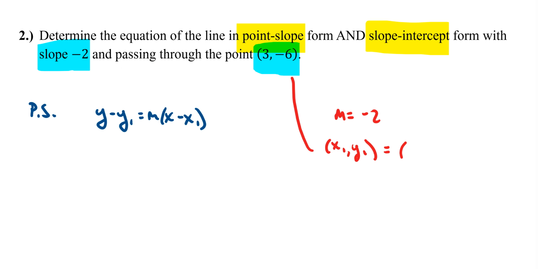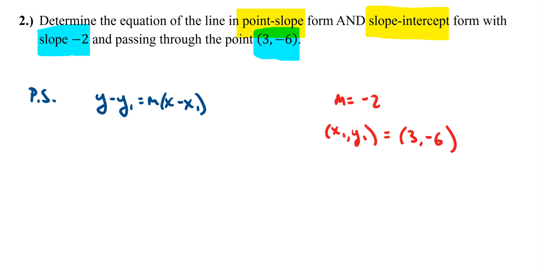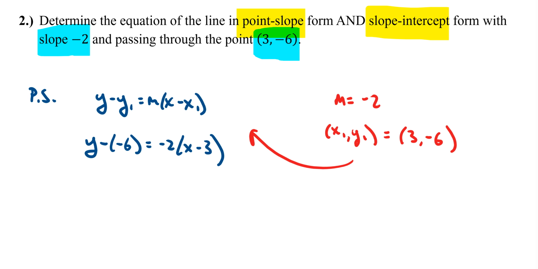The point that it passes through is 3, negative 6, that is your x1, y1. So all we have to do is plug these three things right in here. That's going to be y minus negative 6 equals negative 2 times x minus 3. Again, you're only plugging in x1, y1, and m. X and y stay as x and y. They stay as the variables because we're creating the equation of a line.